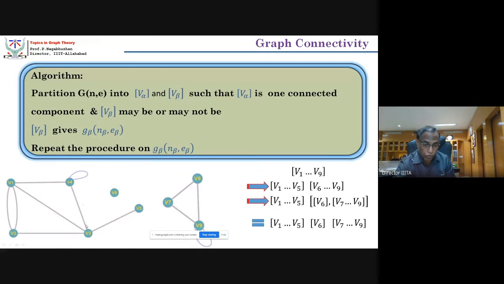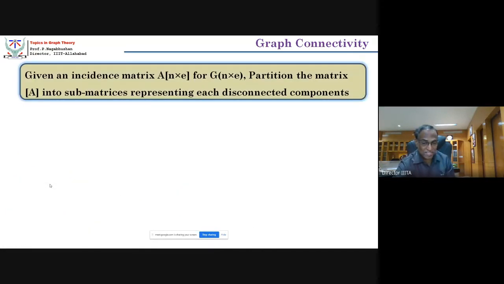But from V5 you cannot reach V3. If the arrow goes from V3 to V5, surely you can traverse from V3 to V5, but you cannot traverse from V5 to V3. So V3 is connected to V5, but V5 is disconnected from V3. If V5 is disconnected from V3, V5 is definitely disconnected from V1 also. So this is another interesting problem.